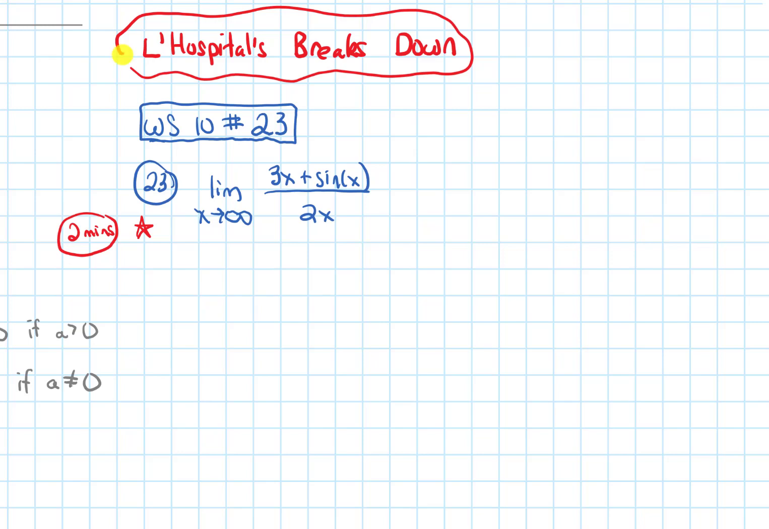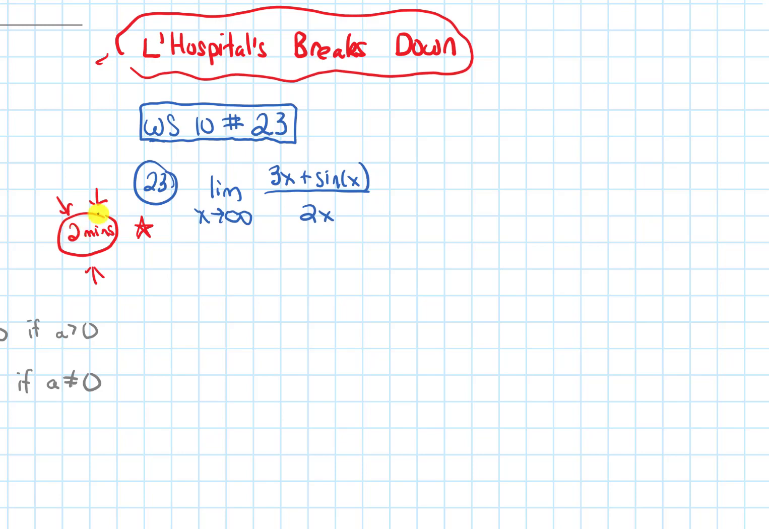In this discussion video, we'll do an example where L'Hopital's rule breaks down. This is problem 23 from worksheet 10, which says: the limit as x approaches infinity of (3x plus sine x) all over 2x. I want to give you 2 minutes first just to try this with L'Hopital's rule and see what you notice in terms of what happens. 4, 3, 2, 1, pause it and try it for 2 minutes with L'Hopital's rule.